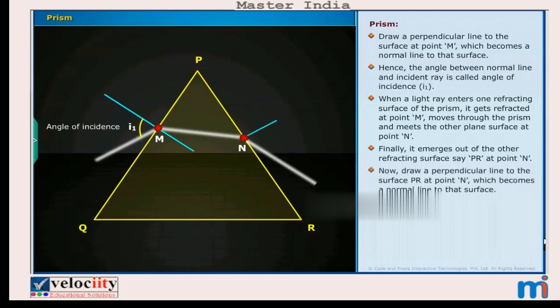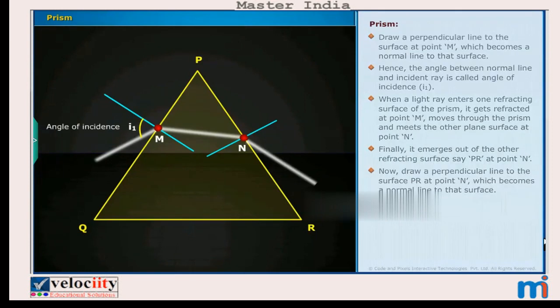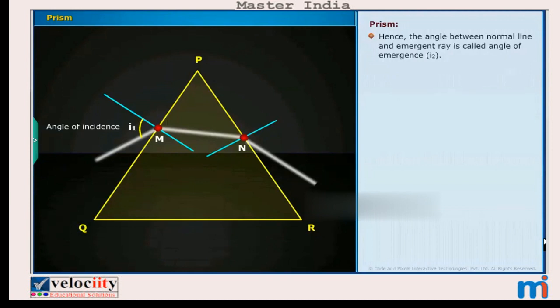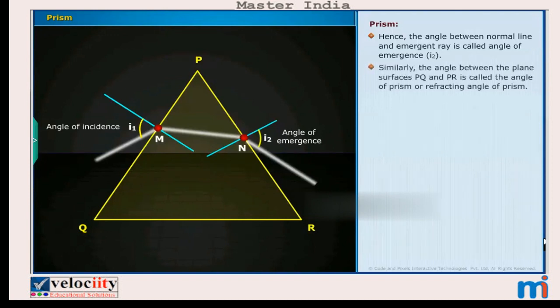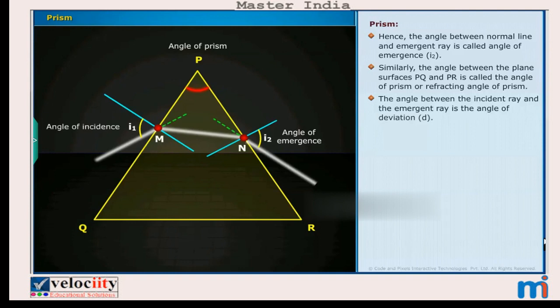Now, draw a perpendicular line to the surface PR at point N, which becomes a normal line to that surface. Hence, the angle between normal line and emergent ray is called angle of emergence, I2. Similarly, the angle between the plane surfaces PQ and PR is called the angle of prism or refracting angle of prism. The angle between the incident ray and the emergent ray is the angle of deviation, D. Let us now do an activity to study the refraction of light through a triangular prism.